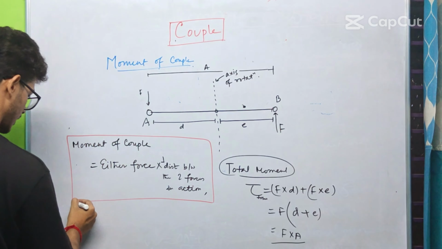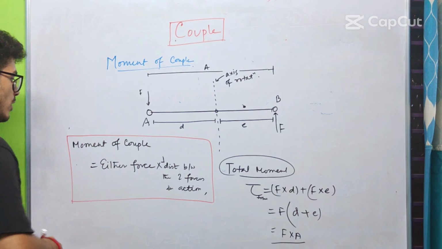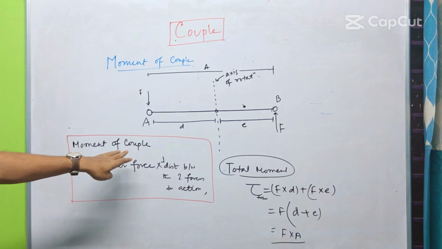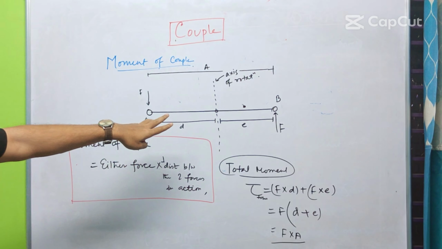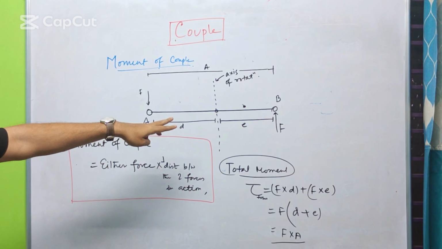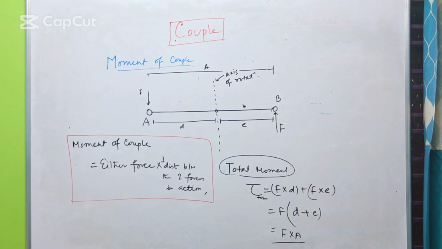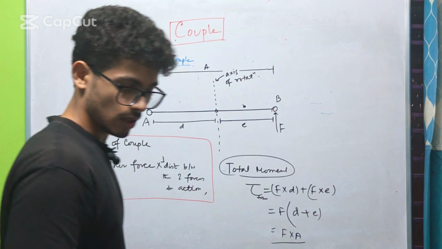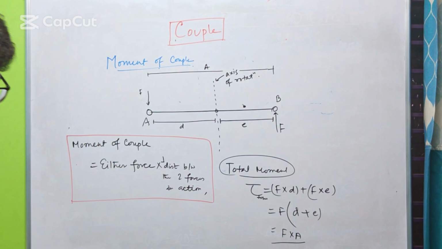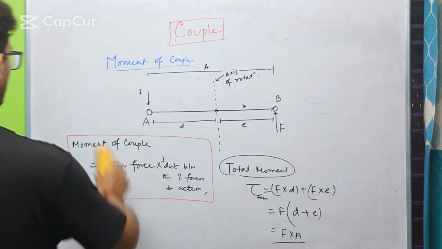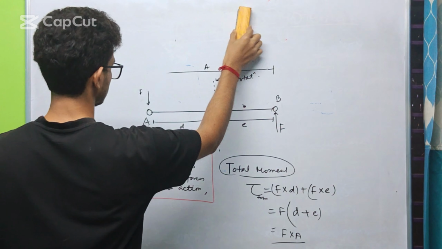So I hope you have understood why we need the moment of couple, because these forces are acting at a point which is apart from the pivot point. It is not acting at the point of the pivot. So we need the moment of couple. Now moving on to the next topic.